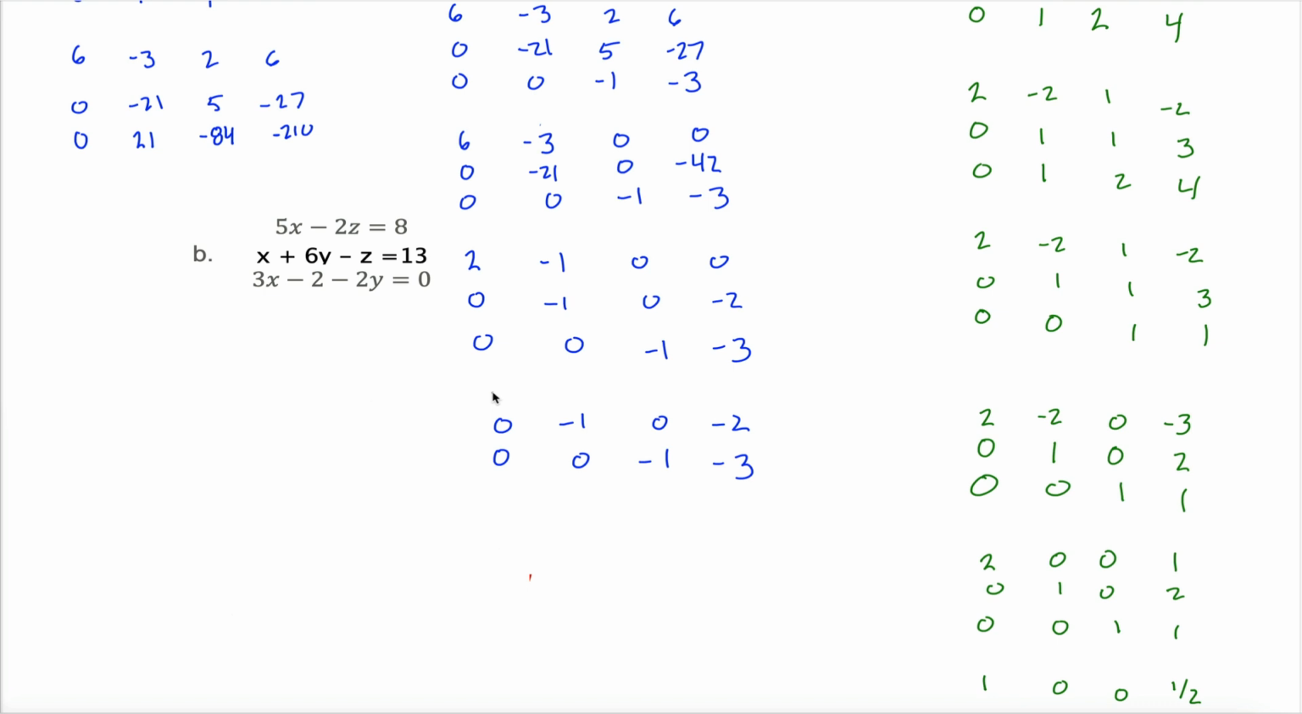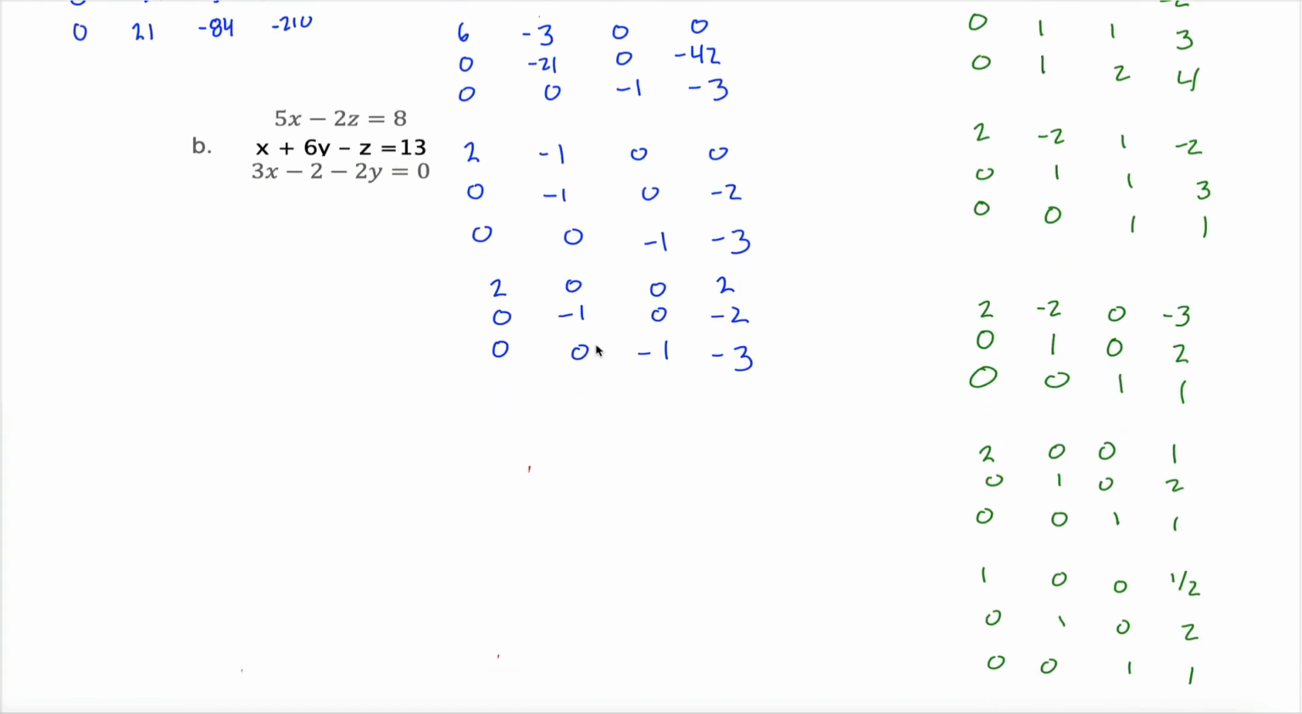So 2 minus 0 is 2. Negative 1 minus negative 1 is 0. 0 minus 0 is 0. And 0 minus negative 2 is positive 2. I've got all my zeros, so I'm almost done. All that's left to do is get 1s on the diagonals.